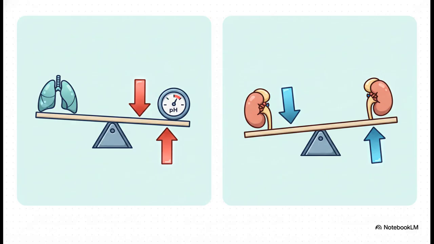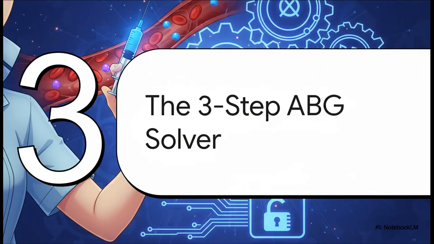Here's what that means. For any respiratory problem, the pH and the PaCO2 arrows go in opposite directions. One goes up, the other goes down. But for metabolic problems, the pH and the HCO3 arrows go in the same direction. They are equal. Seriously, burn this into your memory. It is everything. Okay, so you have the cheat code. Now, how do you actually use it in a high-pressure situation? Easy. You just plug it into our foolproof 3-step ABG solver.